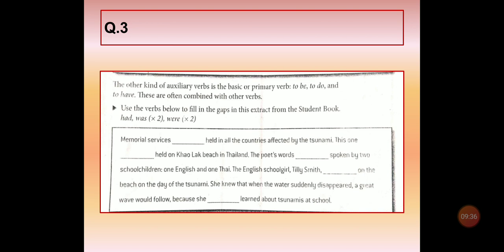Use the verbs below to fill in the gaps in the extract from the student book: had, was, and were. For doing this question, you have to read your unit number 10 because this extract has been taken from your textbook, unit number 10, Community, and the page number is 152. And this is the last passage on that page. After reading that passage, you will do this question.